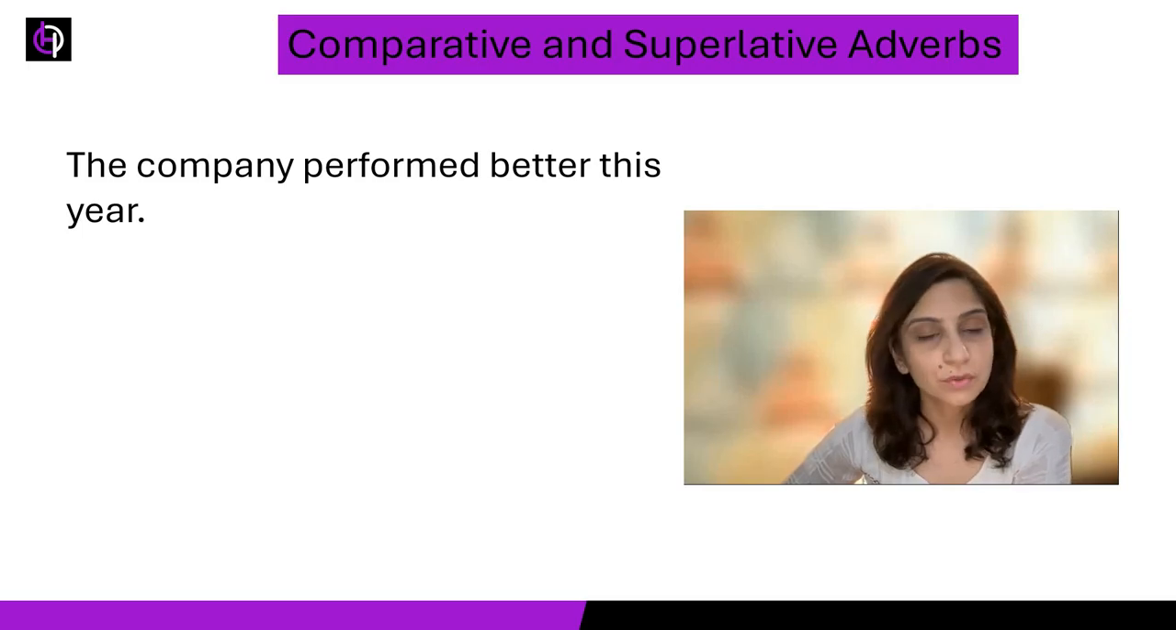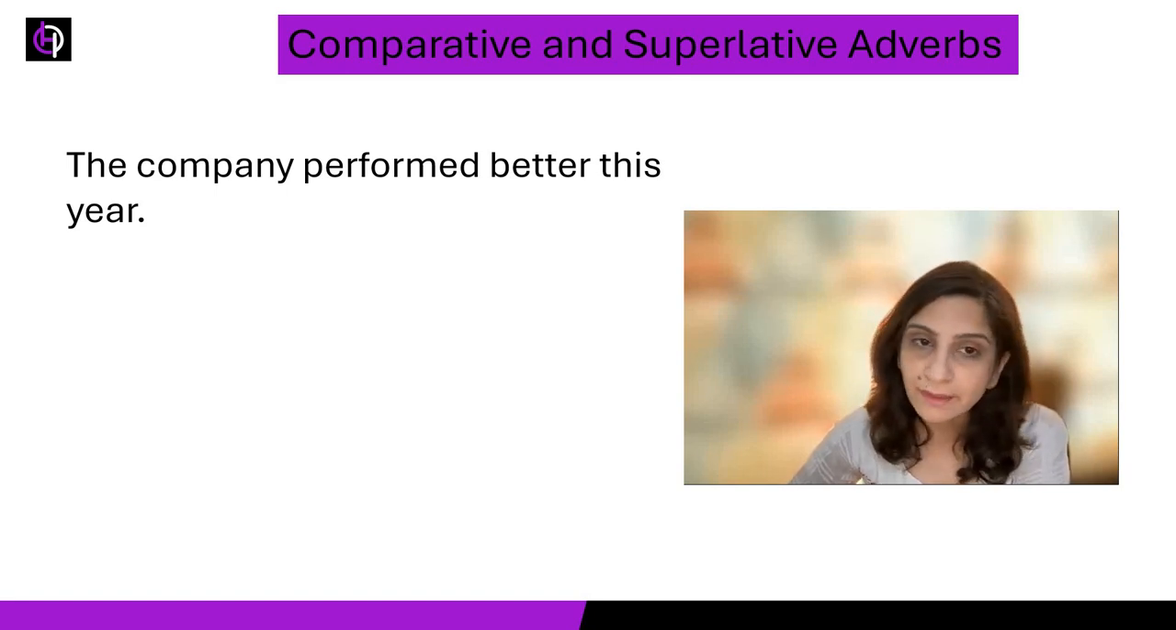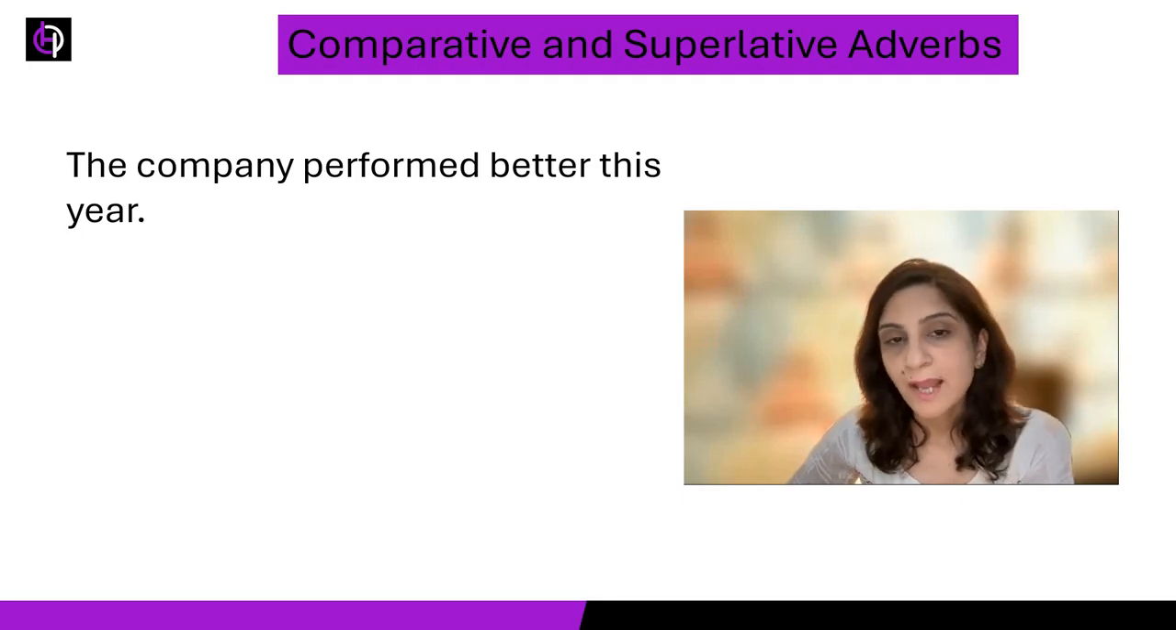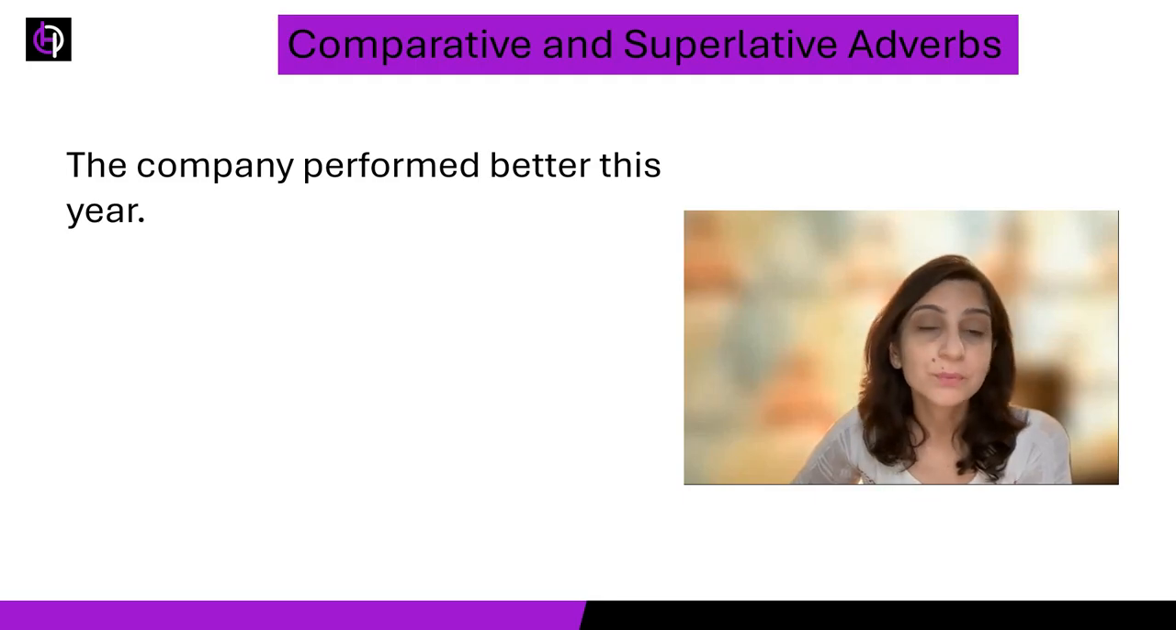You know that good, better, best are the three forms of the adjective good. Now over here, the good adjective has been used as an adverb. The comparative form of the good adjective, which is better, is being used as an adverb in this sentence because it is coming after my main verb performed.